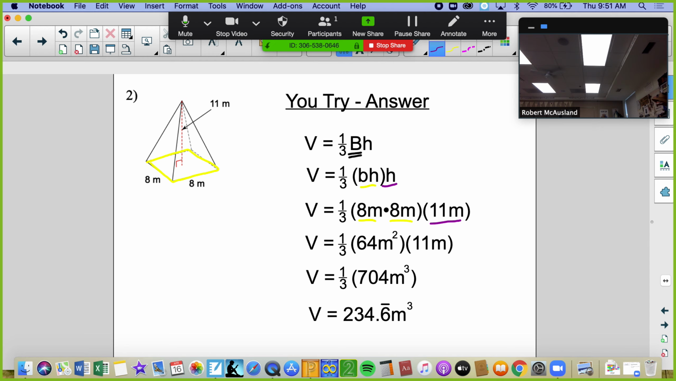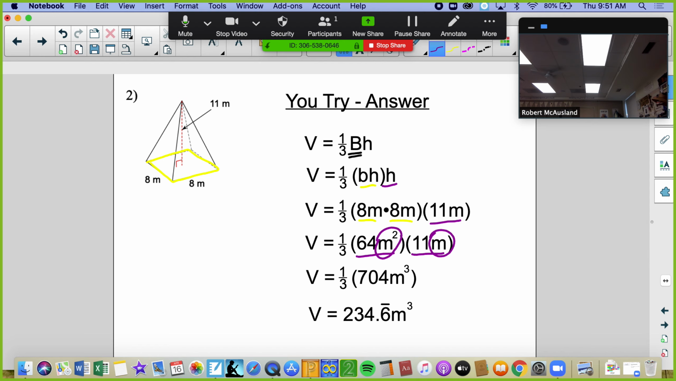8 meters times 8 meters gives us 64 meters squared. Let's multiply that 64 meters squared times 11 meters, which gives us 704 meters cubed. We have meters squared times meters, gives us meters cubed.